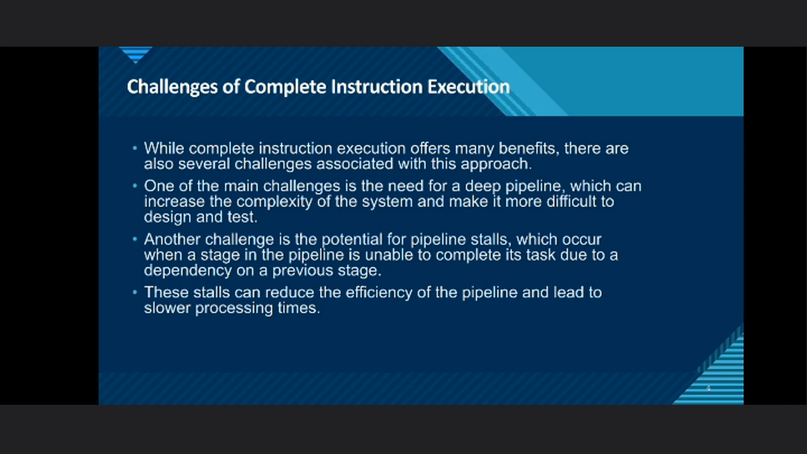The third one is control flow. The CPU needs to keep track of the flow of instructions and ensure that the execution of each instruction is properly synchronized with the flow of the program. Control flow issues can arise if there are unexpected branching or looping conditions that affect the execution of the program.